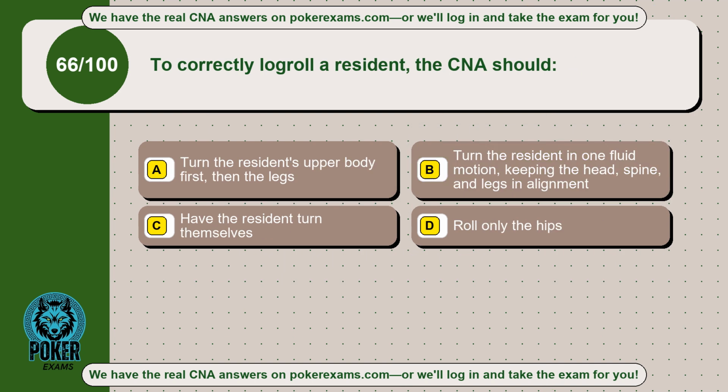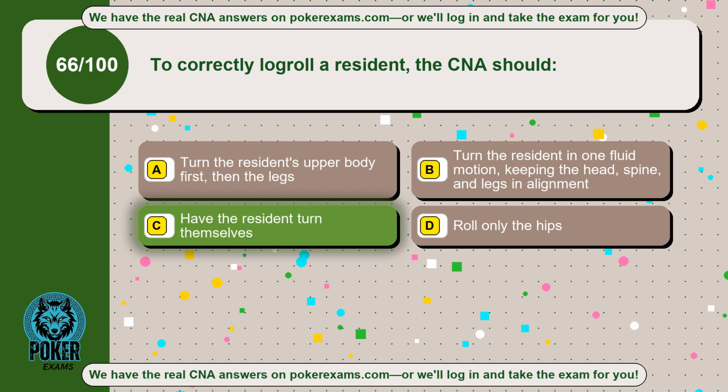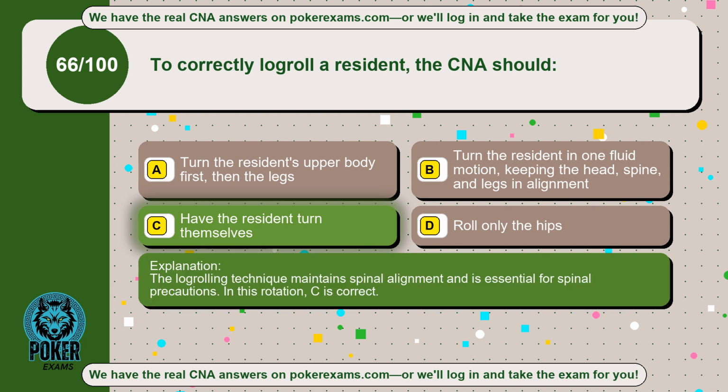Question 66. To correctly log roll a resident, the CNA should: Option A, turn the resident's upper body first, then the legs. Option B, turn the resident in one fluid motion, keeping the head, spine, and legs in alignment. Option C, have the resident turn themselves. Option D, roll only the hips. The correct answer is option C, have the resident turn themselves. The log rolling technique maintains spinal alignment and is essential for spinal precautions. In this rotation, C is correct.